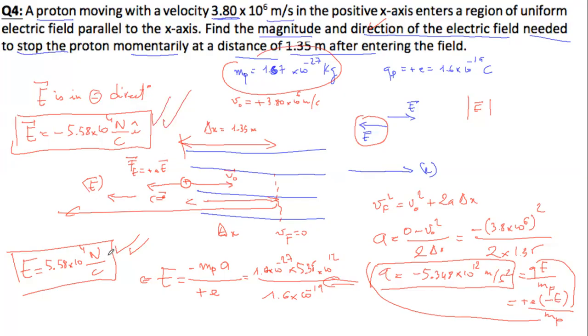Is it clear? Some of you will ask me, where did I get this formula for the acceleration? You know that the electric force, which is qE, will be equal to mass times acceleration. That means the acceleration vector is qE vector divided by m. From here, this is how we got this.